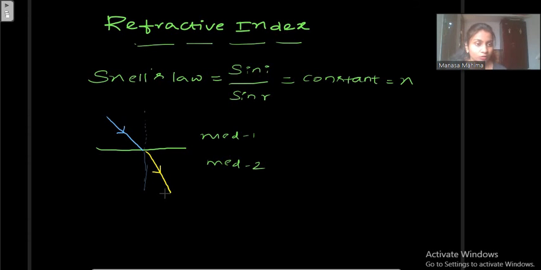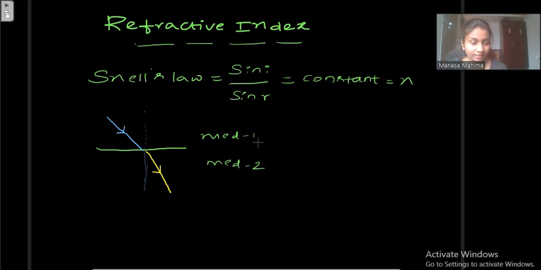I explained that also, right? When a ray is traveling from rarer to denser, you will see the bending of the light ray towards the normal. When the light ray enters from denser to rarer medium, it has to bend away from the normal. Correct? This is the phenomenon called refraction.